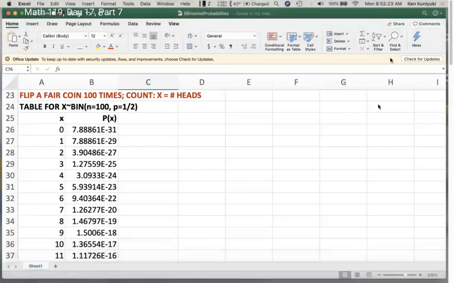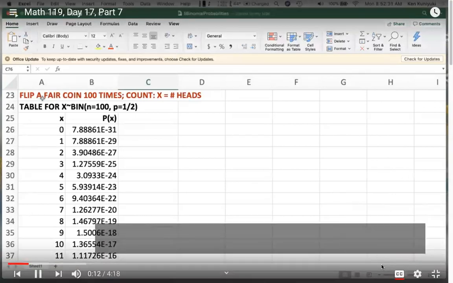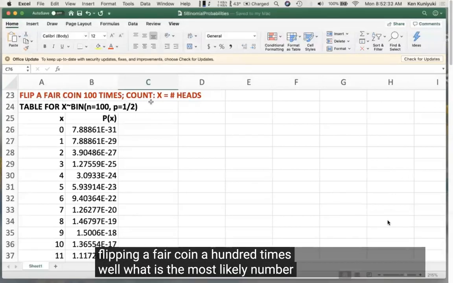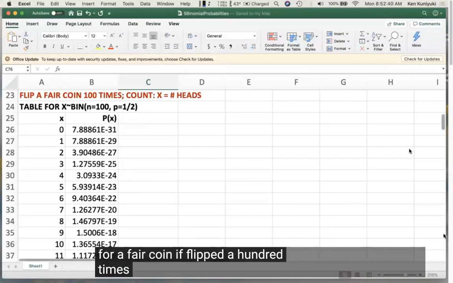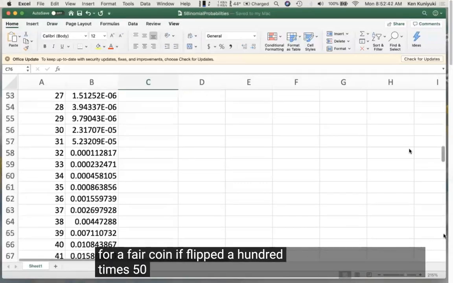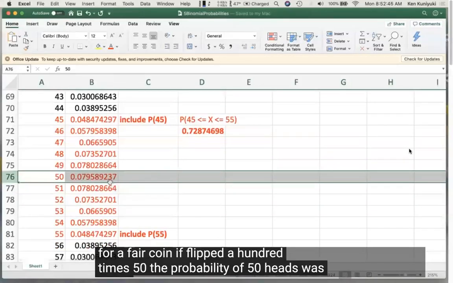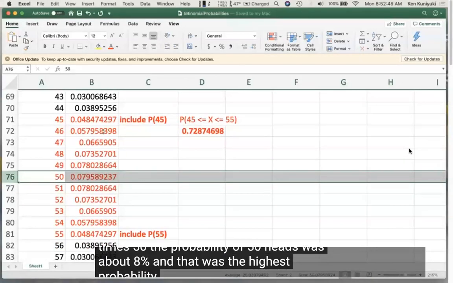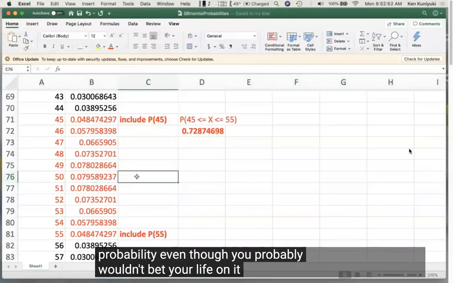Hi, everyone. Just a few final comments about lesson 23. We were talking about binomial distributions. For example, flipping a fair coin 100 times. Well, what is the most likely number of heads? The most likely number of heads for a fair coin, if flipped 100 times, is 50. The probability of 50 heads was about 8%, and that was the highest probability, even though you probably wouldn't bet your life on it.